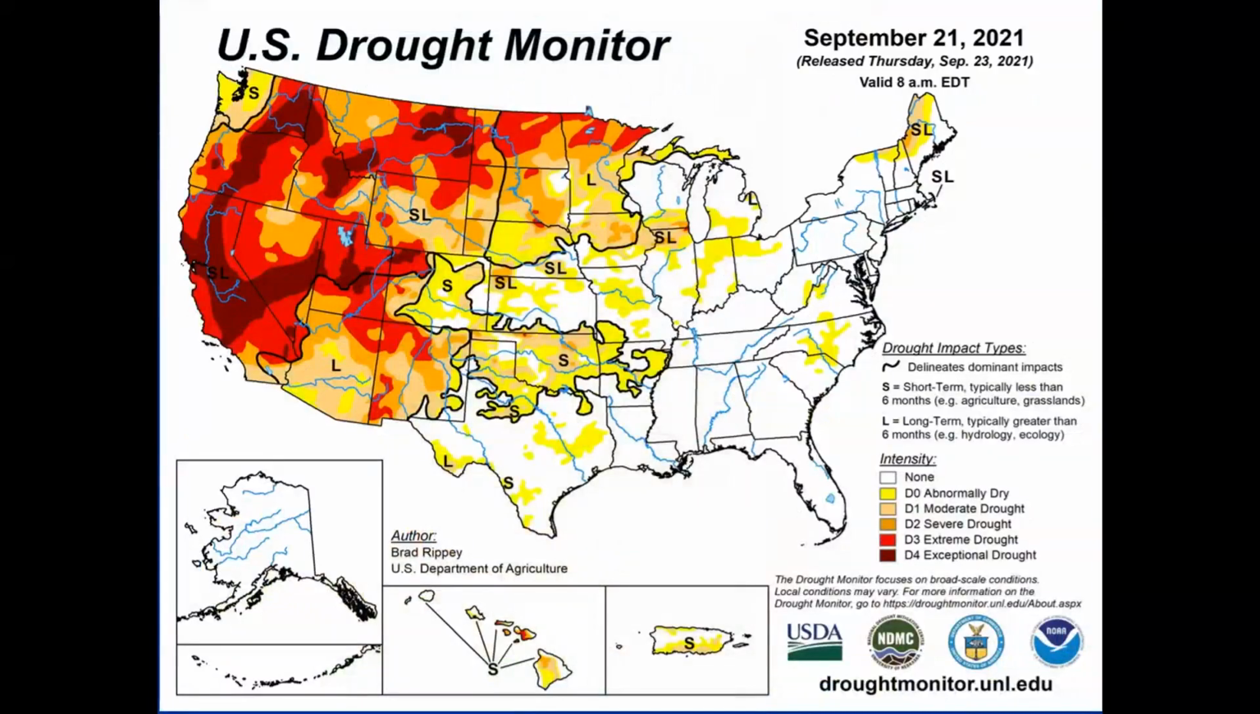This is an image from the U.S. Drought Monitor. They update this once a week. This is from September 21st, so it's about a week old. If you'll notice, the western half of the U.S. is pretty darn dry. Parts of California, even Washington, Oregon, you can see all that dark maroon color. Those are the driest, most drought-stricken areas. And unfortunately, for California, that's kind of where the fires are burning right now.